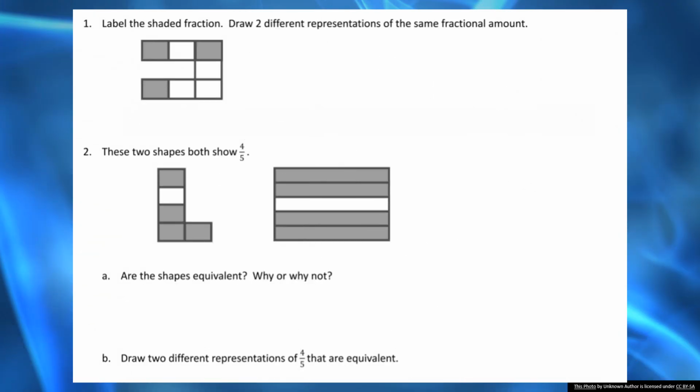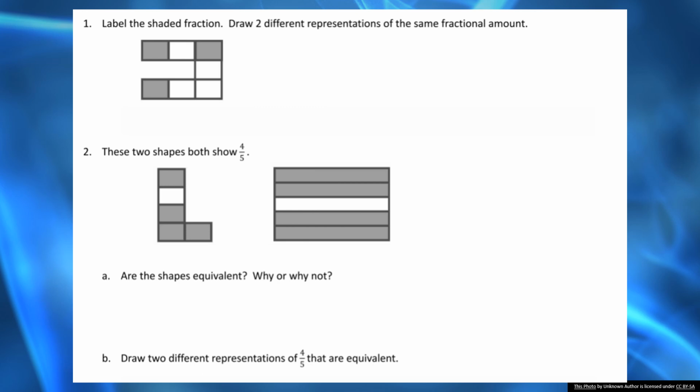Number 1 says to label the shaded fraction and draw two different representations of the same fractional amount. So we're just labeling what fraction the model shows, and then we're going to draw two different ways to represent the same fraction. So let's get started.